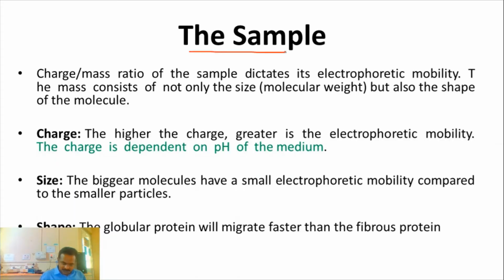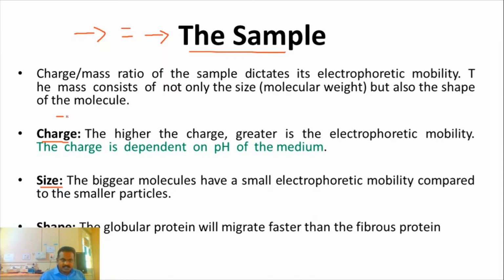Then we move on to the sample. I already told you, the sample is the important factor for the rate of migration of molecules, especially the preparation of the sample. The first factor is the charge of the sample. The second factor is the size and shape of the sample.